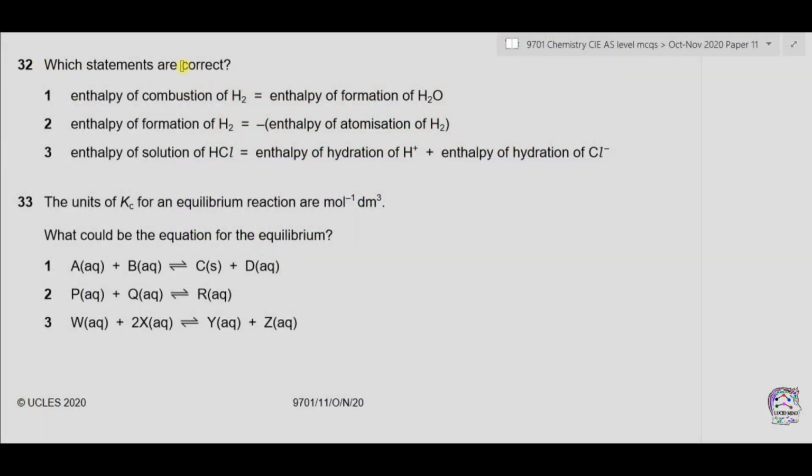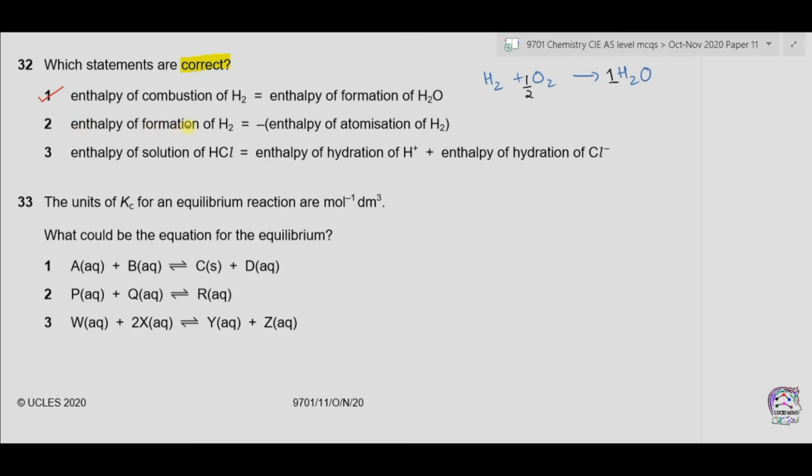Question 32. Which statements are correct? 1. Enthalpy of combustion of hydrogen is equal to enthalpy of formation of H2O. Now we can write the combustion of hydrogen. Hydrogen plus oxygen combines to form water. We can balance the number of oxygen atoms by writing 1 by 2. Second is the enthalpy of formation of water. Now we know that in enthalpy of formation of water, 1 mole of water is formed from the elements in their standard states. So the equation is the same for enthalpy of combustion and enthalpy of formation of water. So 1 is correct.